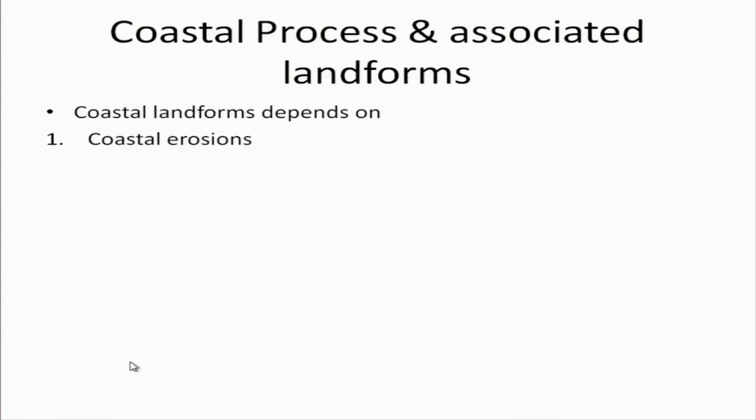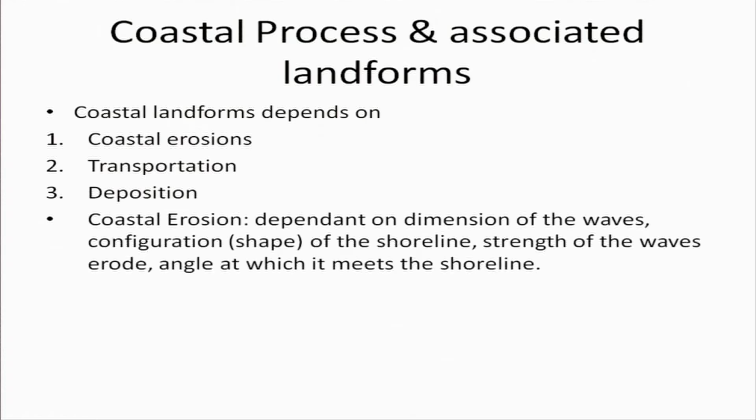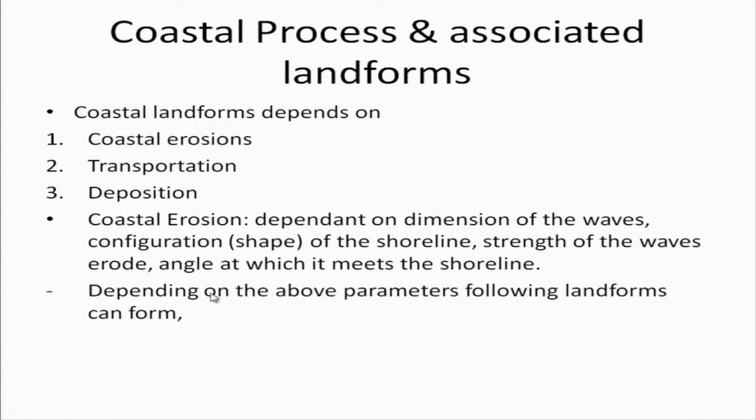Coastal processes and associated landforms. Coastal landforms depend on coastal erosion, transportation of the eroded sediments, and deposition. Coastal erosion depends on the dimension of the waves, the shape of the shoreline, the strength of the waves, and the angle at which they meet the shoreline. So, this is what we were talking about, that the coastal configuration is extremely important.